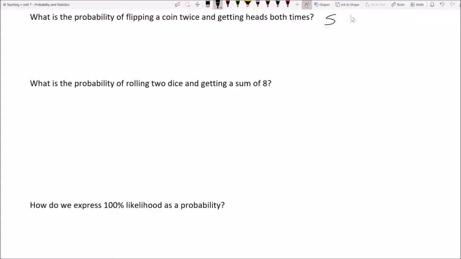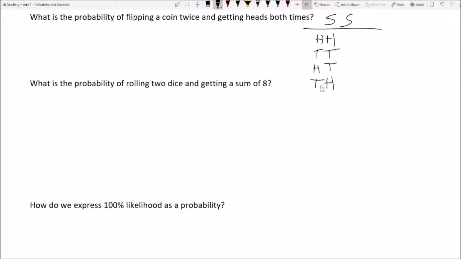First, we're going to do the sample space way of thinking about it. So we're going to say, if we flip a coin twice, what are all the different things that could happen? Well, one thing that could happen is you could get heads both times. Another thing that could happen is you could get tails both times. You could get heads and then tails, or you could get tails and then heads. That's the 4 things that can happen.